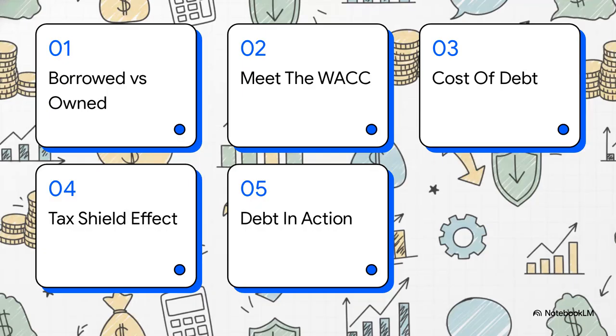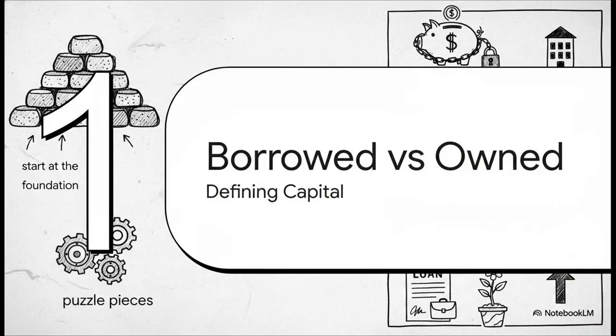To solve this mystery, we'll walk through our agenda: capital borrowed versus owned, meeting the WACC, calculating cost of debt, the tax shield effect, and finally, a case study of debt in action. Part 1. Capital borrowed versus owned. Okay, before we hit the math, let's briefly align on the basic puzzle pieces we use to finance operations.